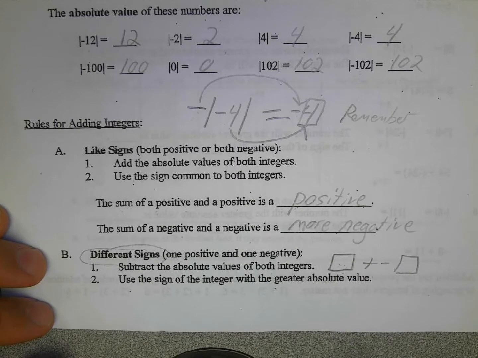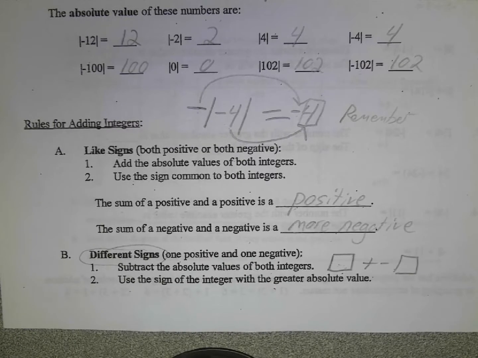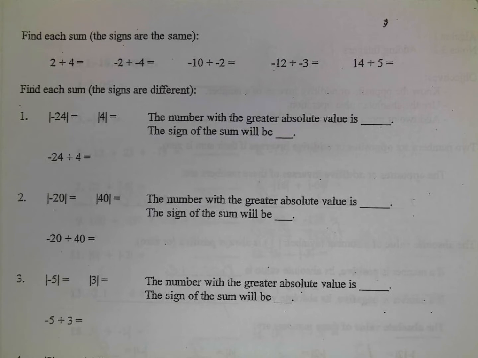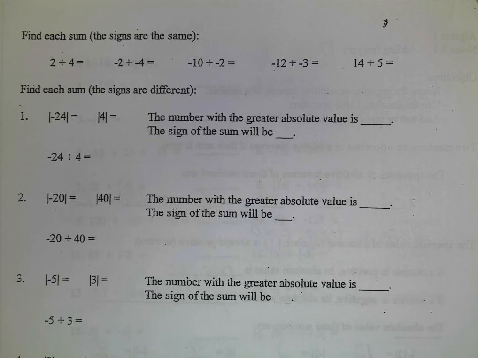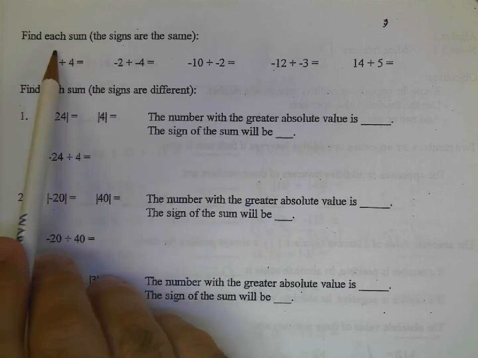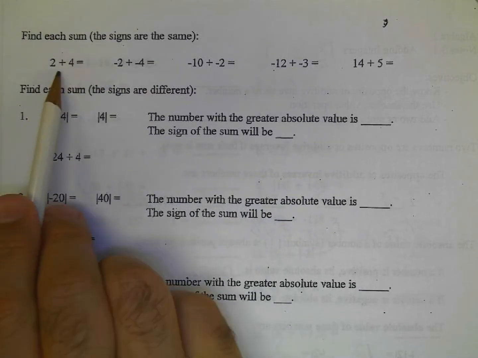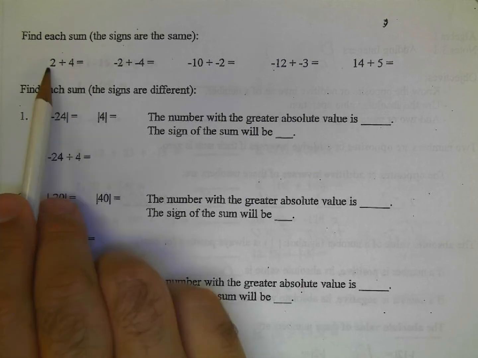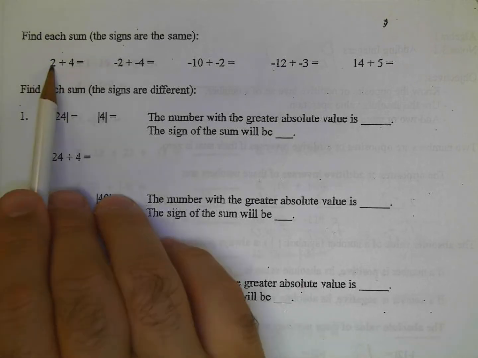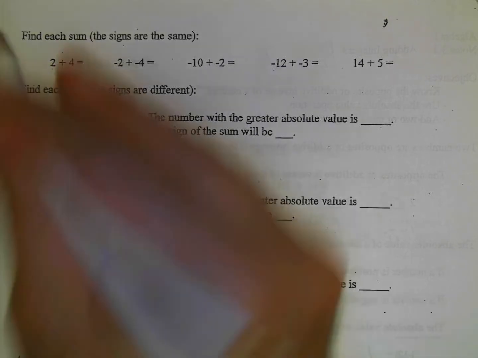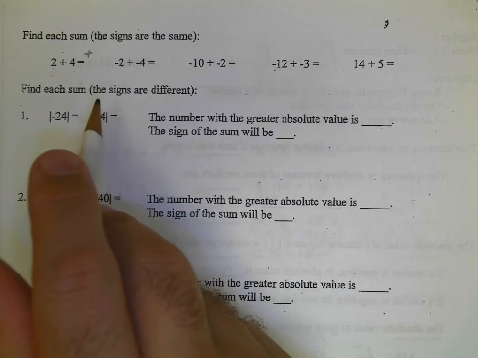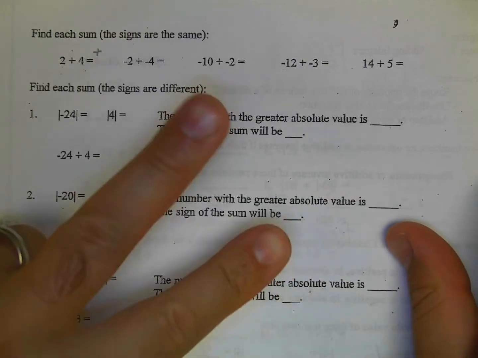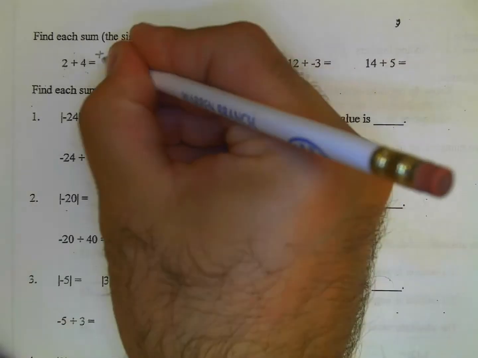Alright, so let's go ahead and jump into some practice. Find the sum when the signs are the same. So let's look right here. If the signs are the same, we're going to use that same sign as our answer. So positive 2 plus positive 4, I'm going to have a positive answer. So 2 plus 4: 4, 5, 6.